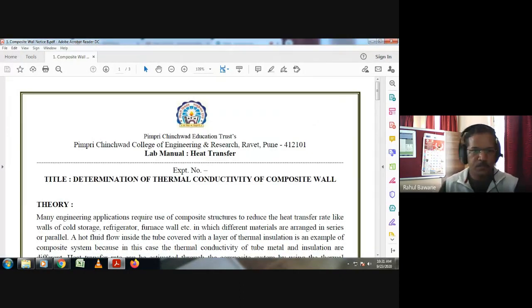Hello friends, this is Professor Rahul Krishnaji Bhavne, and in the subject of heat transfer, today we are going to see the experiment to determine the thermal conductivity of a composite wall. The related theoretical portion we already covered in the first unit. Now, based on that, we will see how to determine the thermal conductivity of a composite wall.